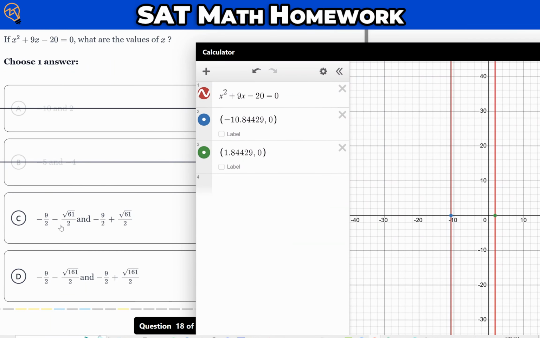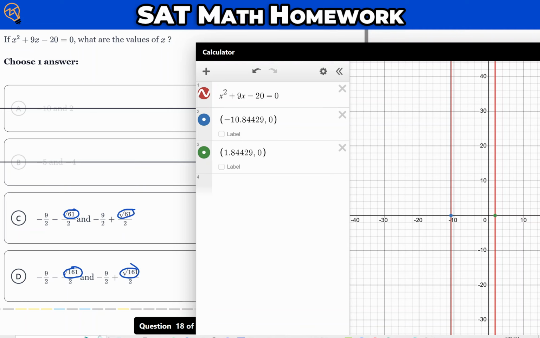And between C and D, let's look at what makes them different. Now, it wouldn't be advantageous to go ahead and type this value in because they both have that. Now, it's almost hard to see at first, but it looks like the only difference is this has 61, this has 161. Same thing here, 61 versus 161.